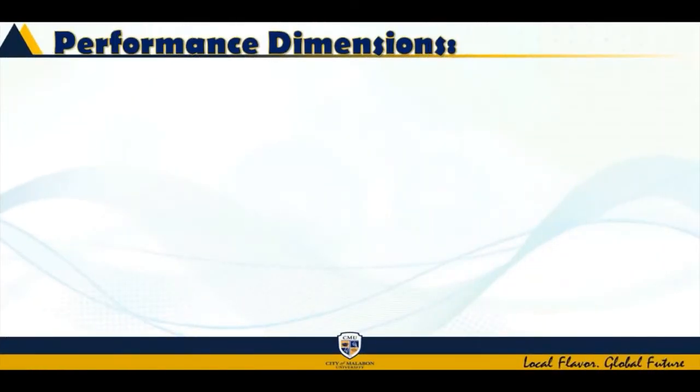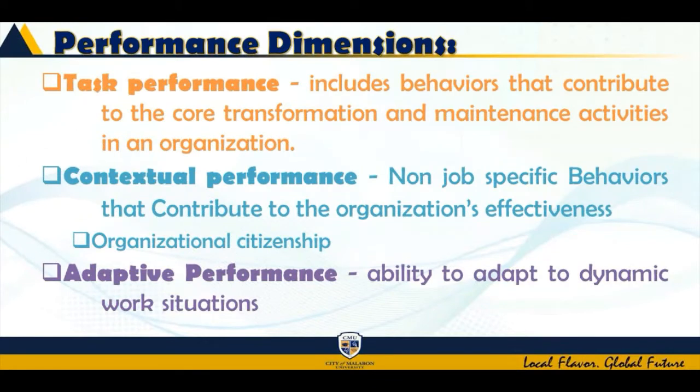Next is about the performance dimensions. In performance dimensions, we have three types of performance. First is the task, second is the contextual, third is the adaptive. Now, let's talk about the task performance.